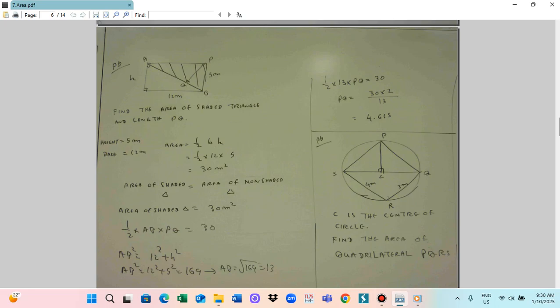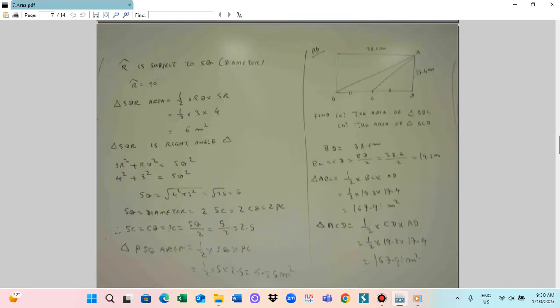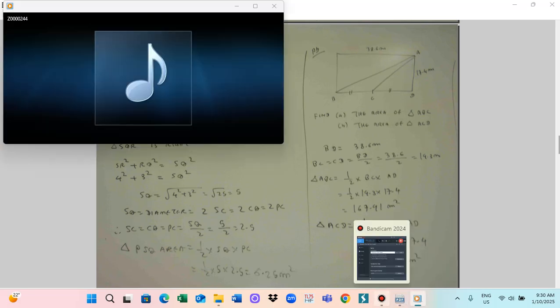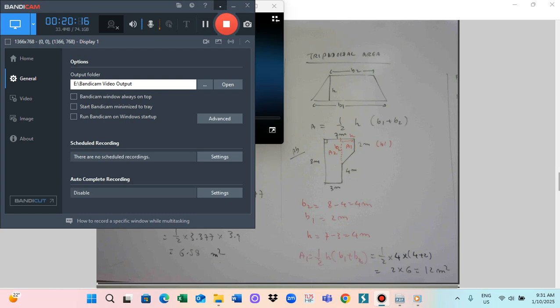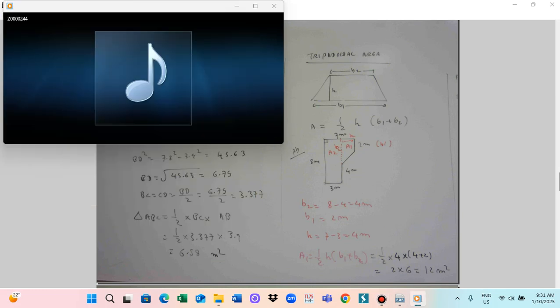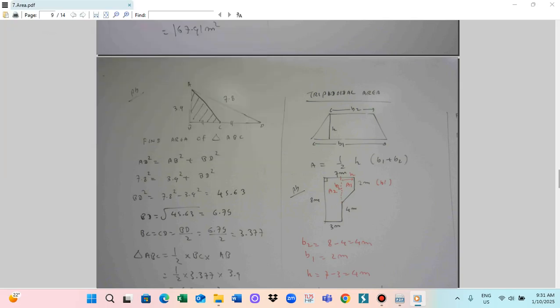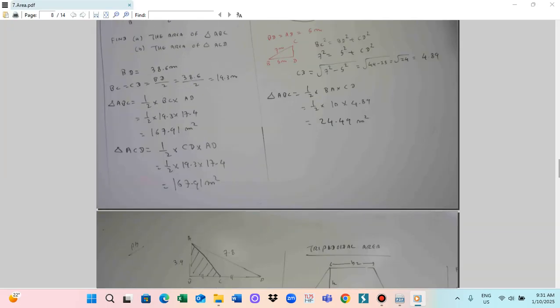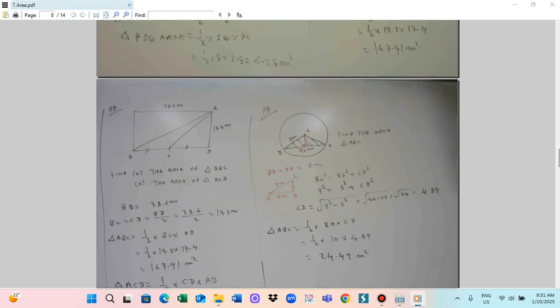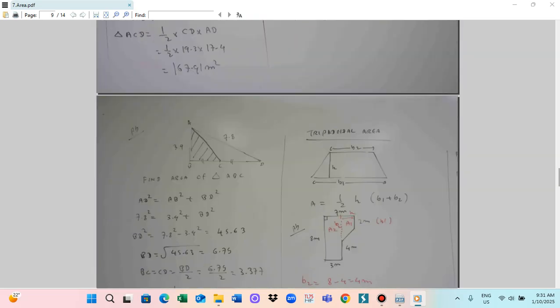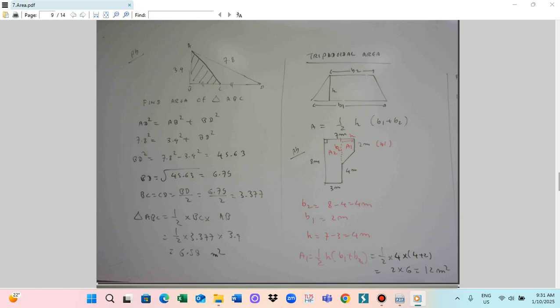So AD square is 7.8 square, AB square is 3.9 square plus BD square. So BD you can calculate: 7.8 square minus 3.9 square gives 45.63. Then BD is the square root of 45.63, which is 6.75. So BD is 6.75.